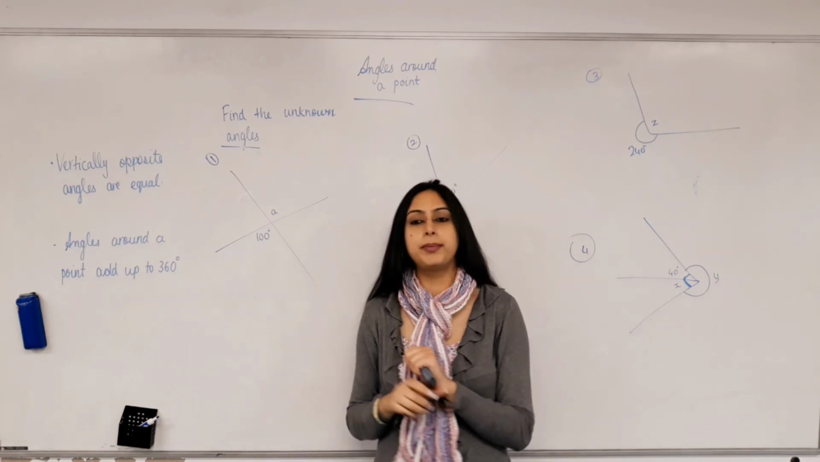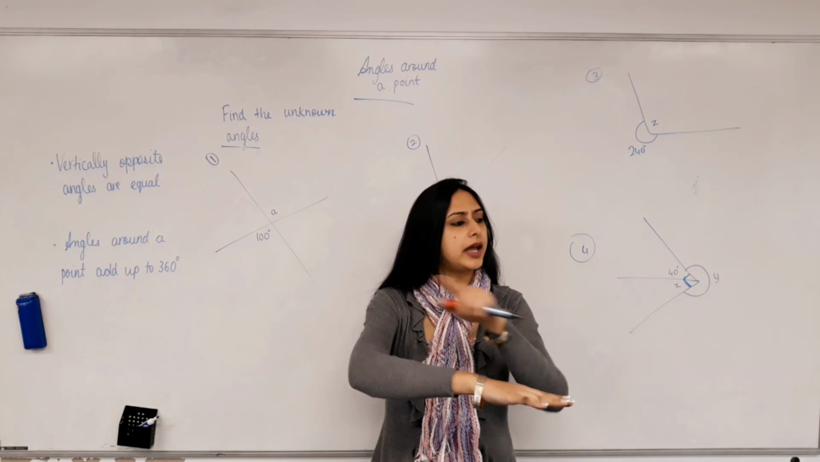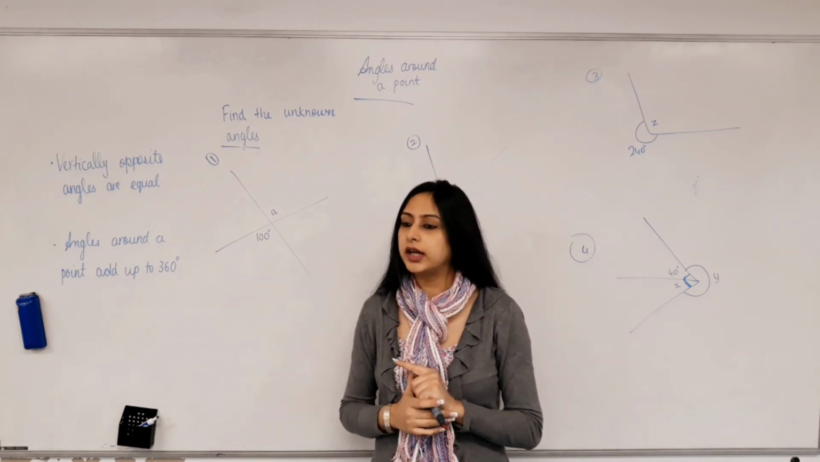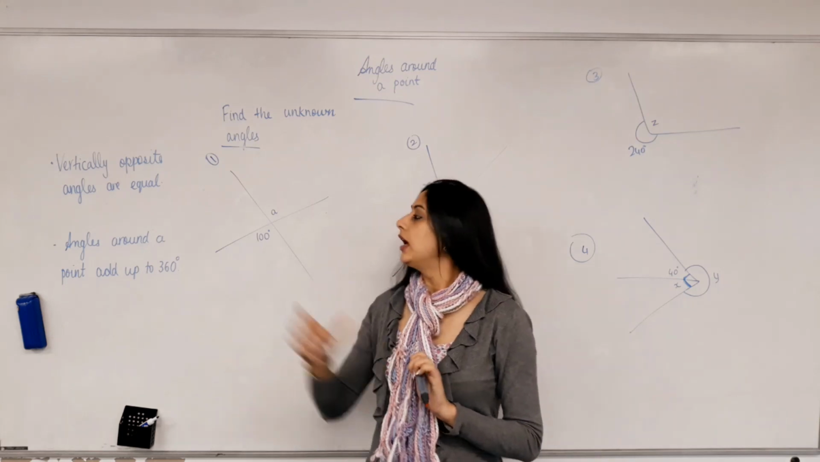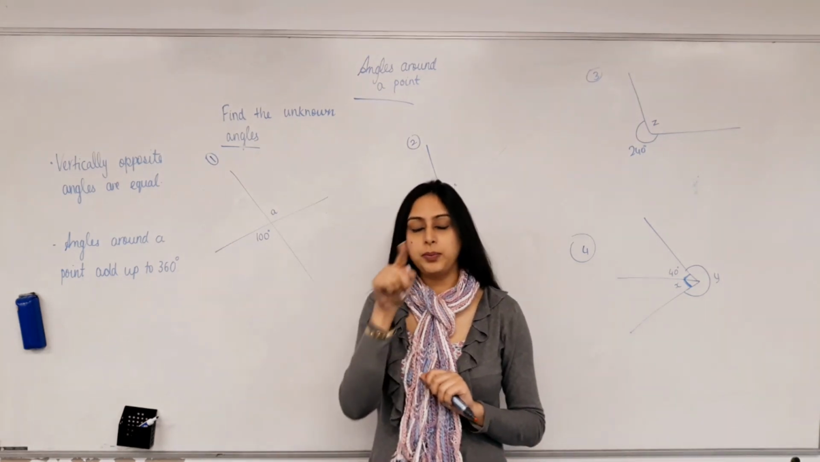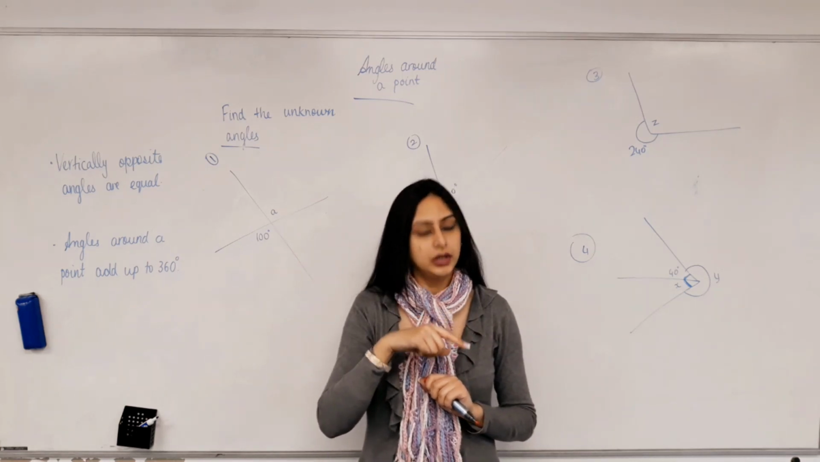Things that we need to remember. Angles on a straight line: if two angles are forming a straight line, they must add up to 180. What are those angles called? Supplementary angles, right? Angles around a point: if I have one point, the complete revolution, all angles around it must add up to 360.